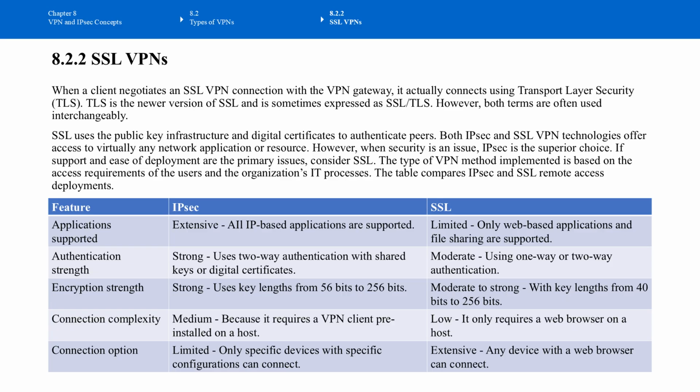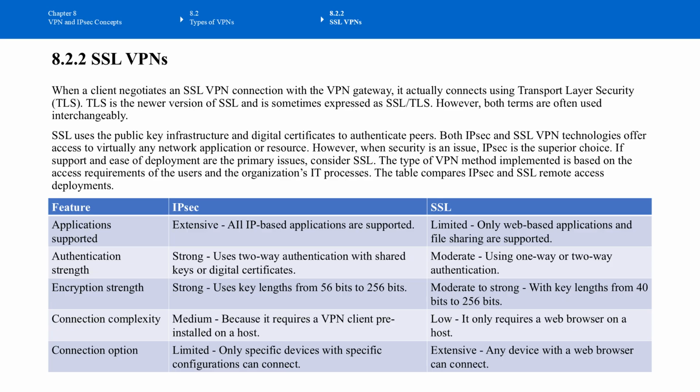SSL uses the public key infrastructure and digital certificates to authenticate peers. Both IPsec and SSL VPN technologies offer access to virtually any network application or resource. However, when security is an issue, IPsec is the superior choice. If support and ease of deployment are the primary issues, consider SSL. The type of VPN method implemented is based on the access requirements of the users and the organization's IT processes.